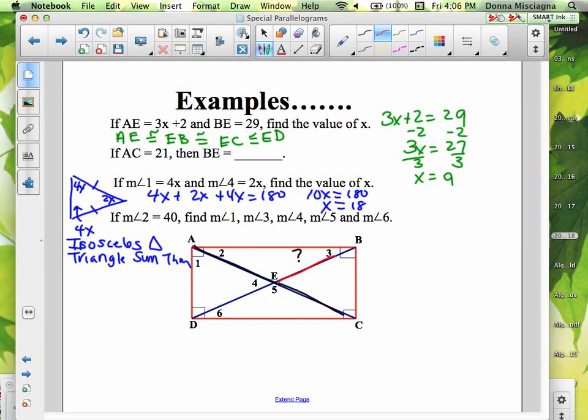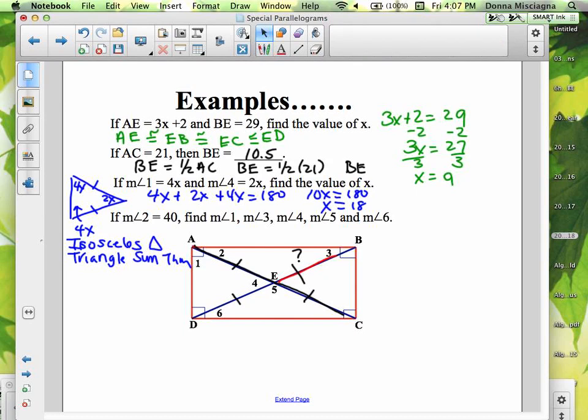Well, we know, like we said in problem number 1, all of these are congruent. So BE is just going to be half of AC, which means that BE is half of 21, which would be 10.5. There we go. Actually, I'll put it up here. 10.5. All right, and so now we're done with this one.